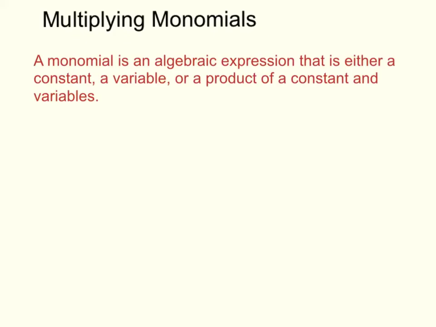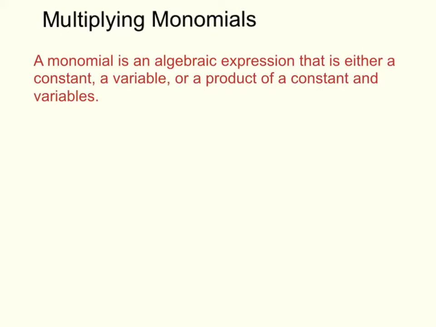In this section, this is not out of your book, so we're just going to title it Multiplying Monomials. We first have to define, though, what a monomial is. Since this is not out of your book, you will need to record this in your math journal or somewhere in your notes. A monomial is an algebraic expression that is either a constant, a variable, or a product of a constant and a variable.